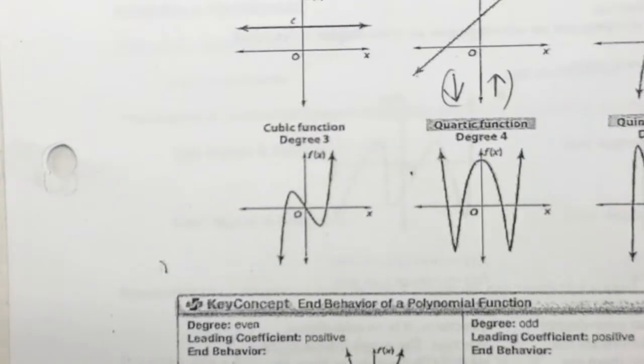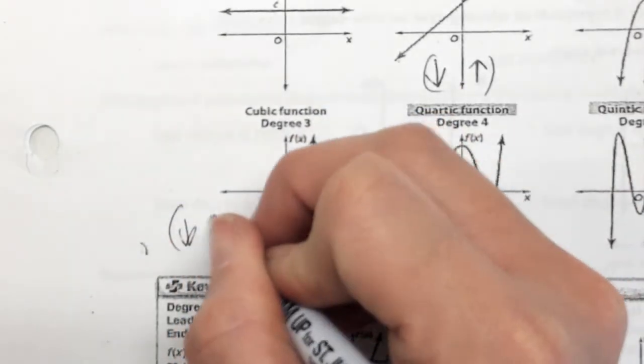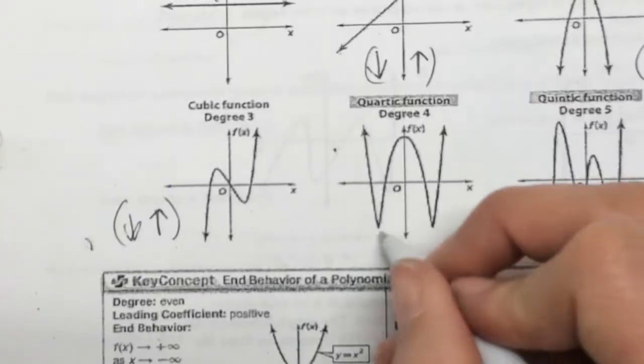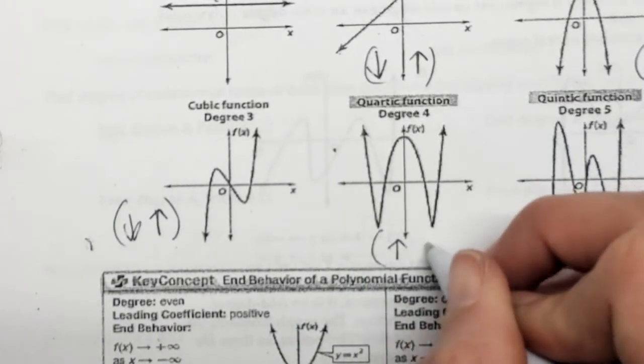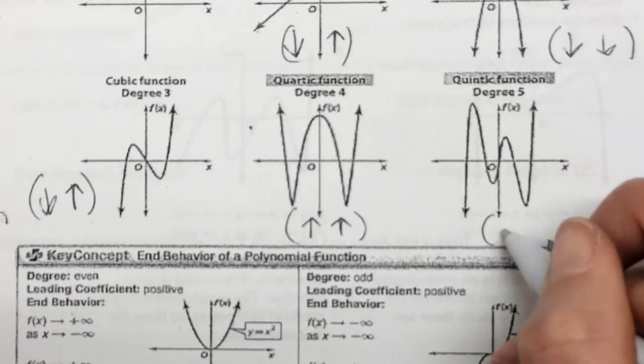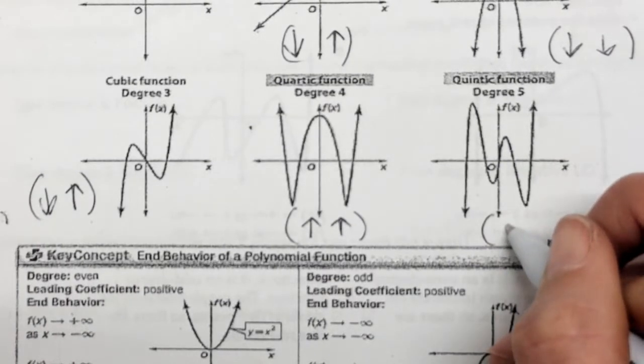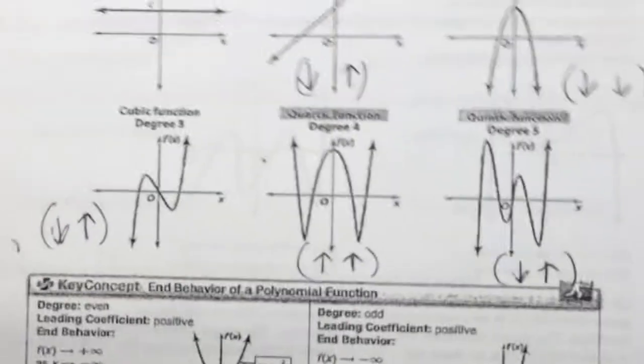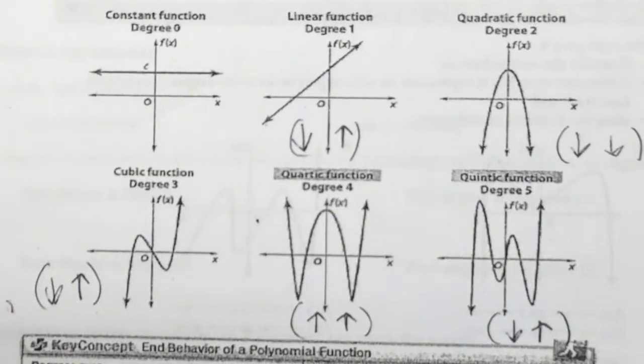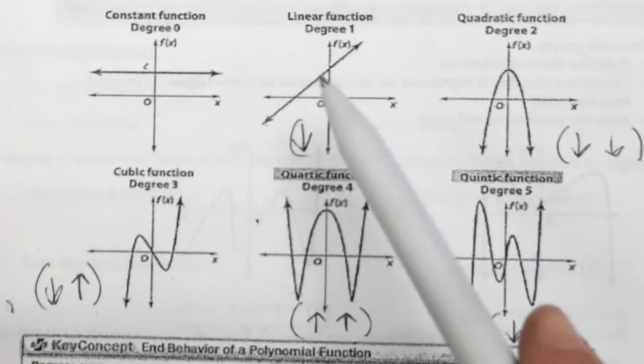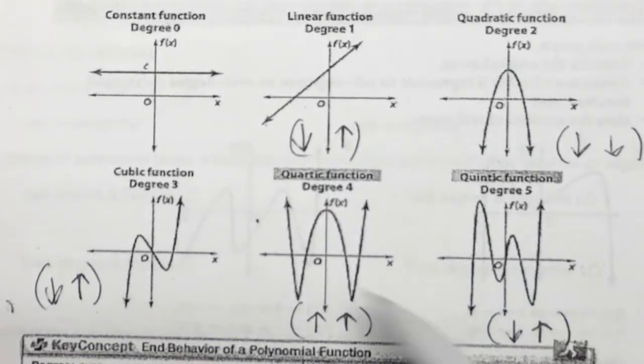What about the end behavior here? Down, up. What about the end behavior here? Up, up. Good. End behavior here. Yes. Now let's see if we see a pattern. Okay. Notice that the degrees 1, 3, and 5, they're odd, correct? So look at all of their end behaviors. Just the odd ones. Now look at the even ones. What do you notice? Even ones point in the same direction.